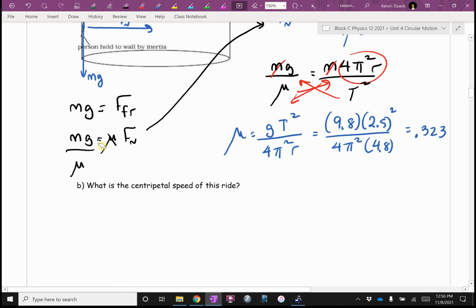Ooh, what does B want me to find? Centripetal speed? How could I find speed? Sorry? Okay, don't write this down. You absolutely don't write this down. Could go, oh, okay, normal force equals mv squared over r, and you could absolutely then go mg over mu. That totally works. But what's this asking me to find?